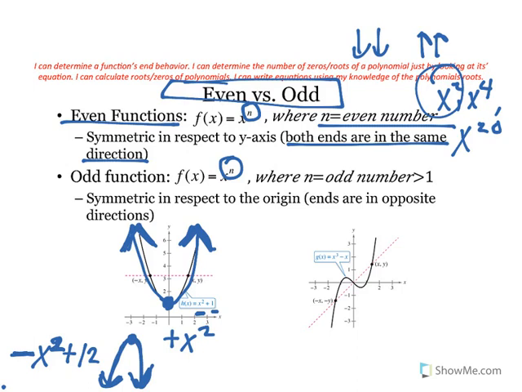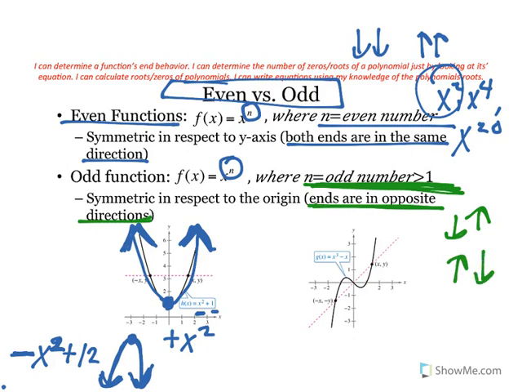Okay. Now, comparing that to the odd functions, you should already have a pretty good idea of where we're going. When your highest power is an odd number, notice that it's greater than 1. We're not talking about fractions here. We're not talking about negative numbers. We're talking about an odd number power greater than 1. Then the ends of your function are opposite of each other. Okay, they're going to be in opposite directions. So they'll either be left side down, right side up, or left end up, right end down.